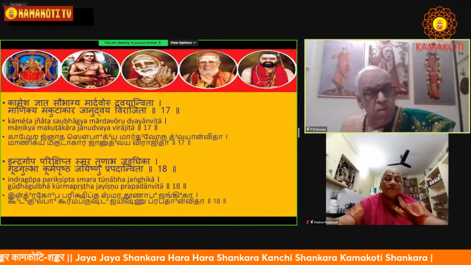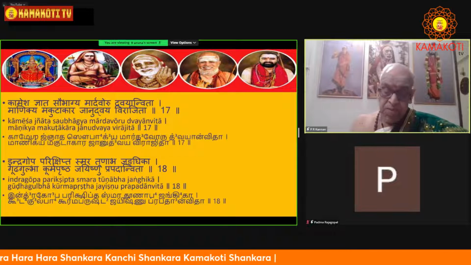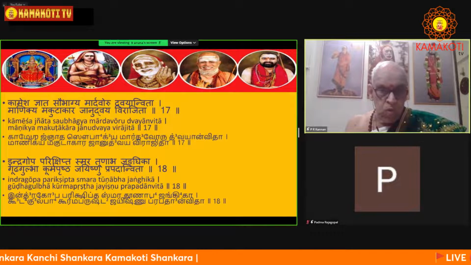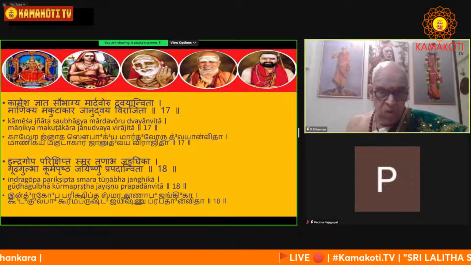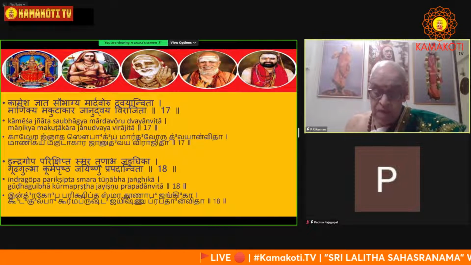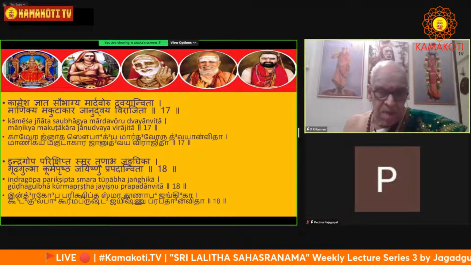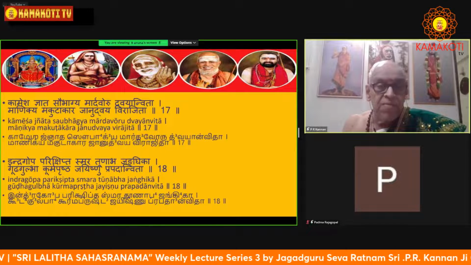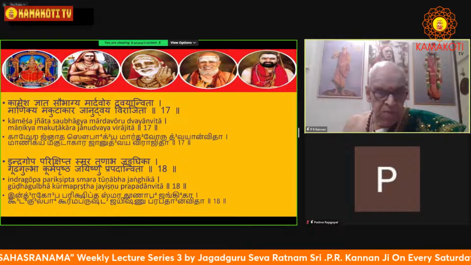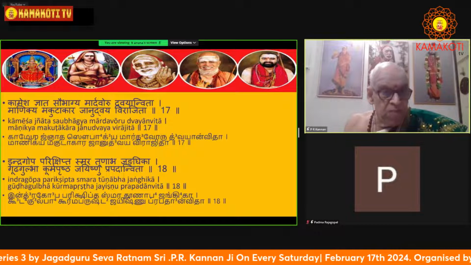Kamesha Jnata Saubhagya Marda Oru Dvayanvita. Now the subject is Uru, Marda Uru Dvaya. Uru is the thighs, the two thighs, Dvaya, Uru Dvaya. Two thighs known only to Kameshwara, Kamesha Jnata, because nobody else is going to see. Kamesha Jnata Saubhagya. Very beautiful and very smooth. Marda means Mridu, very smooth.